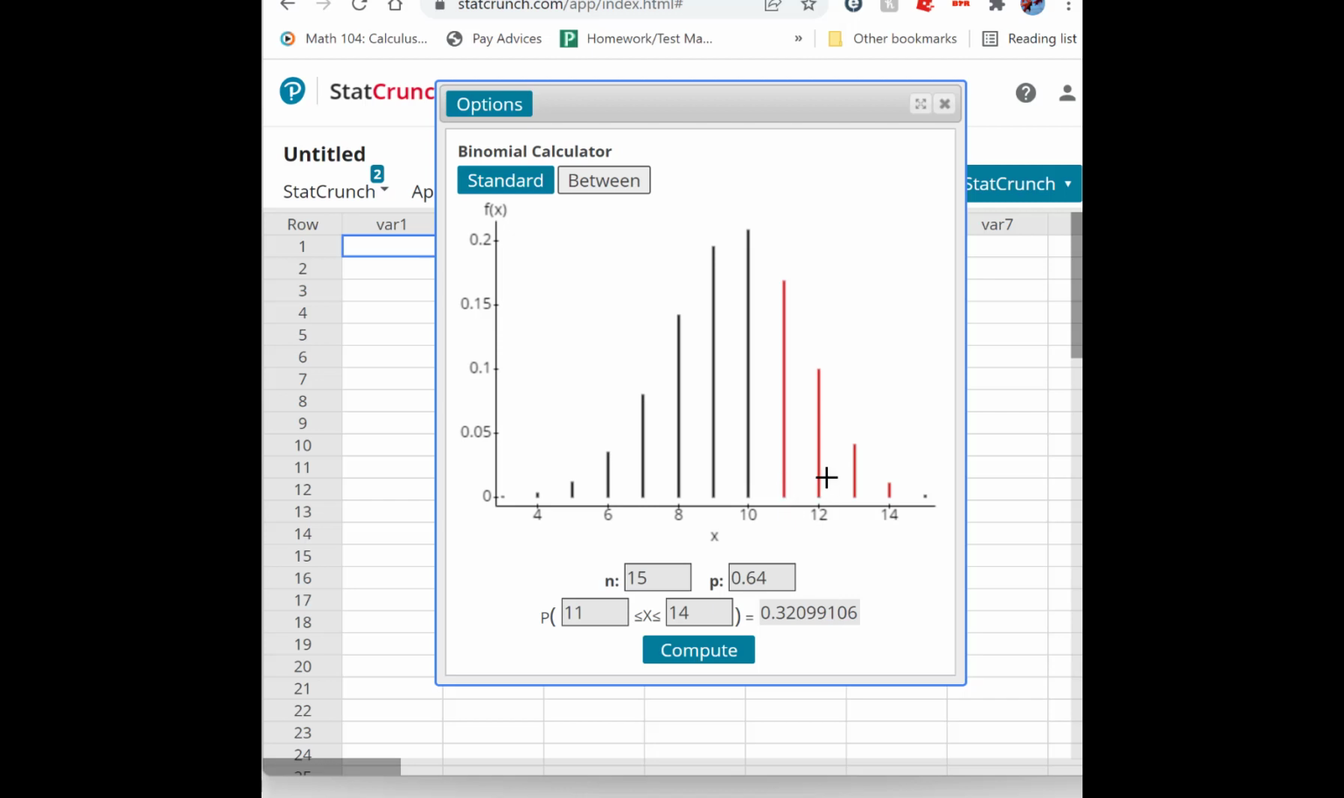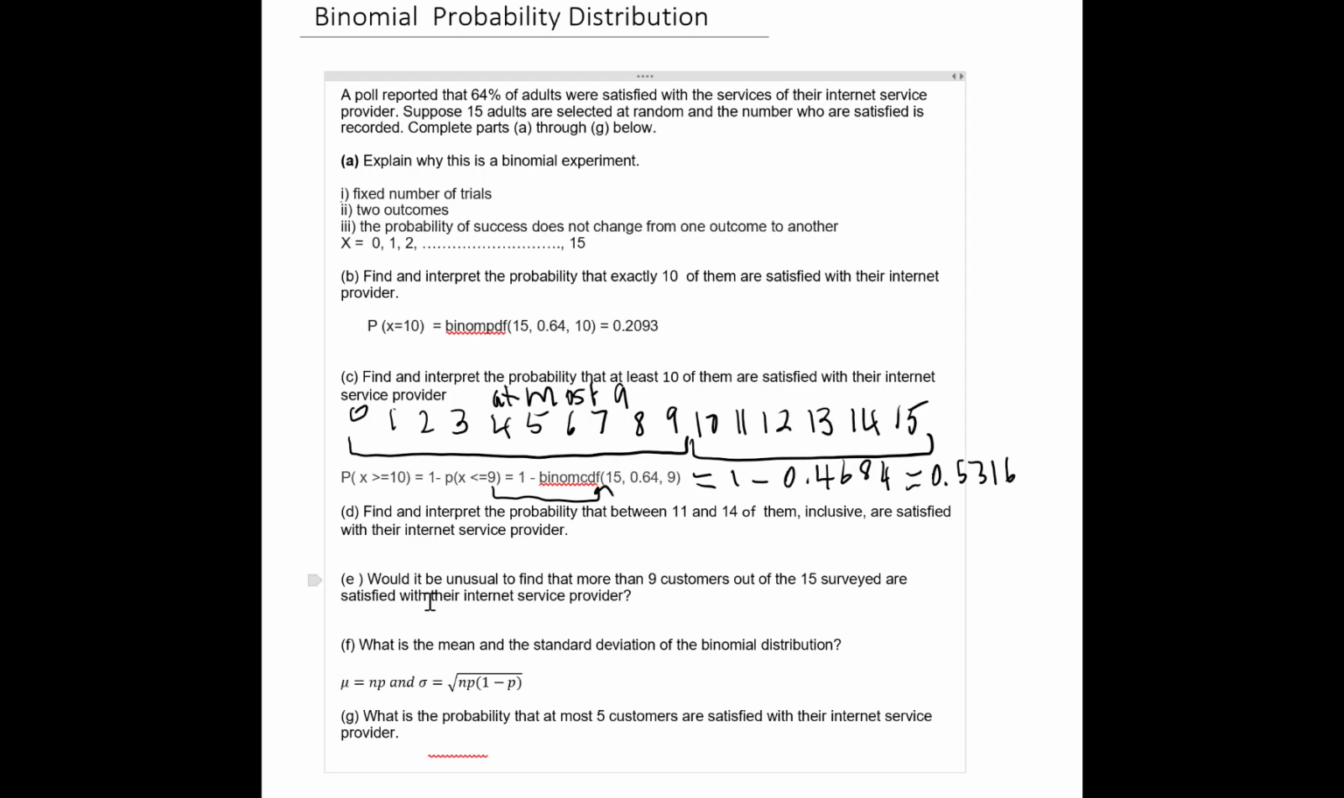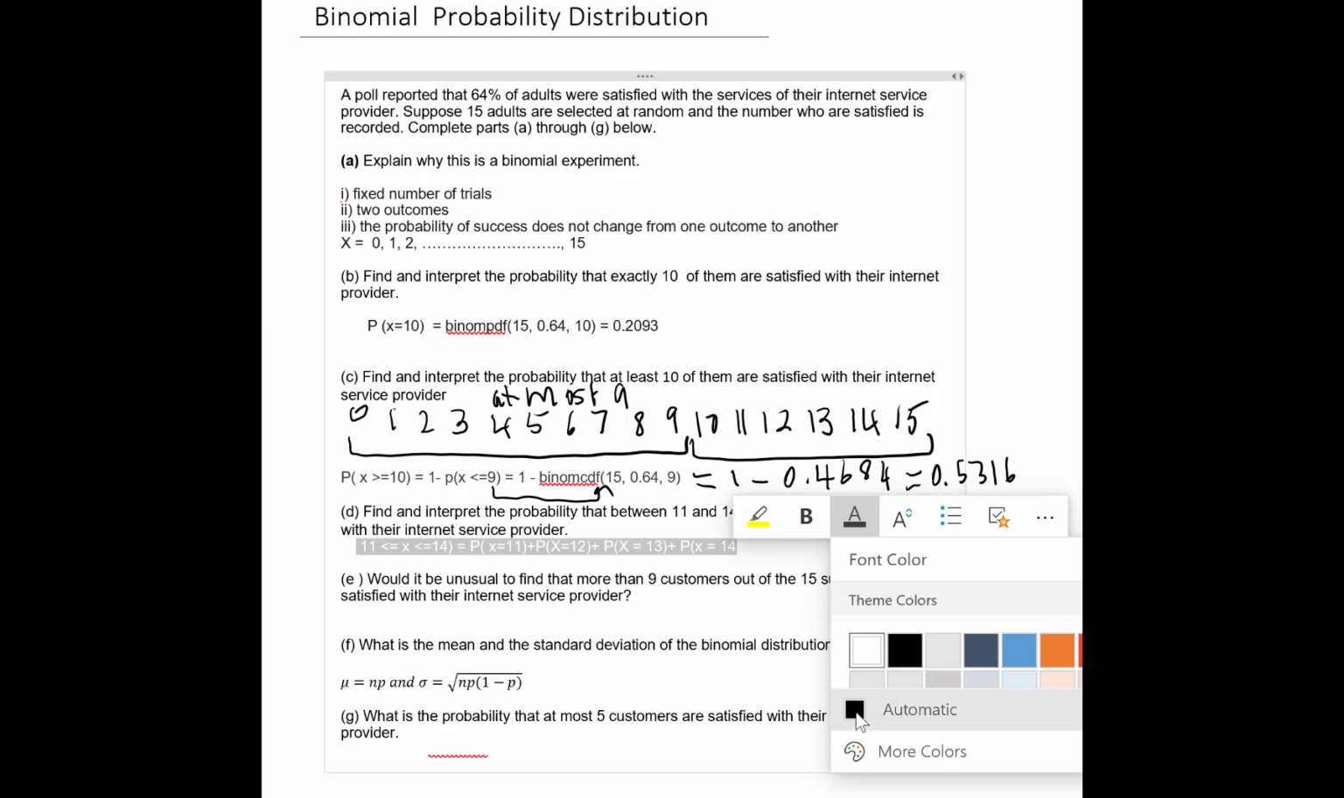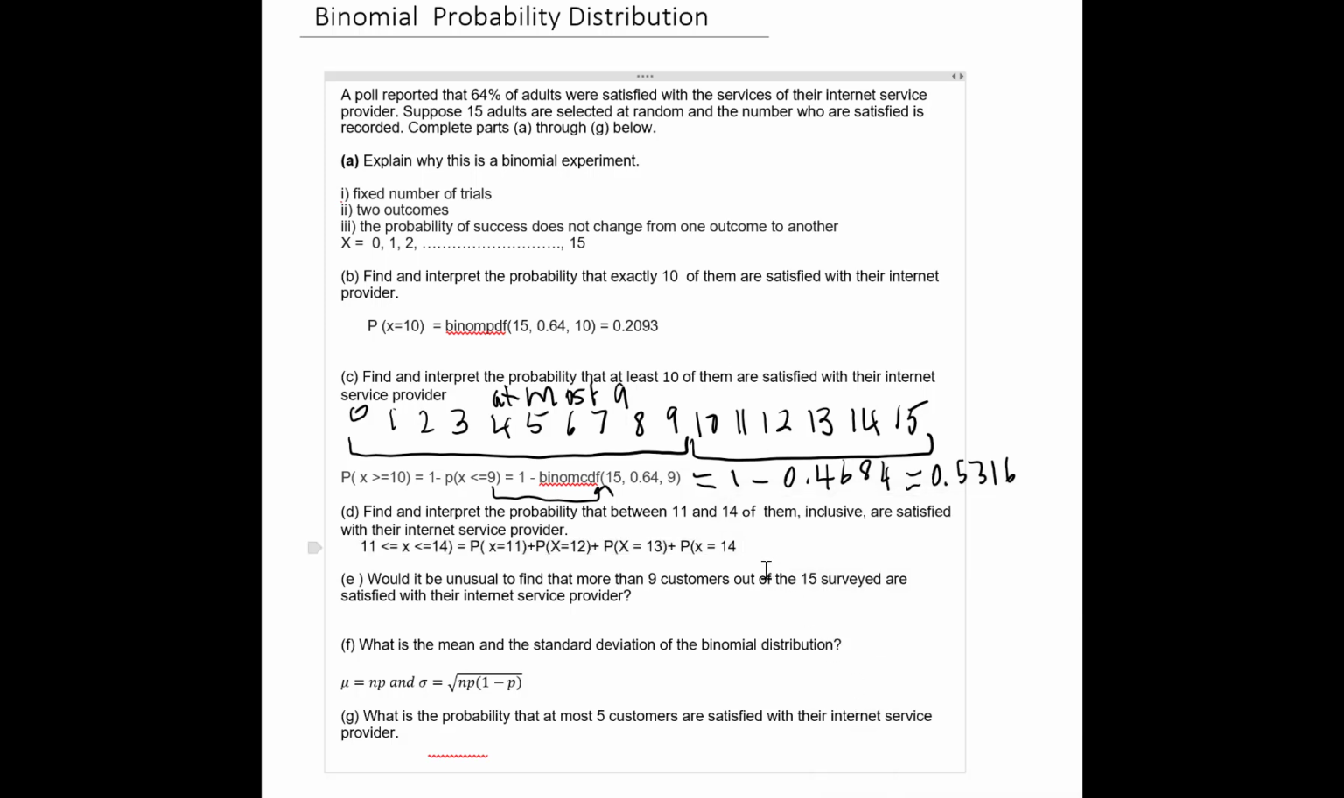That's 11, that's 12, that's 13, that's 14. What the calculator did, it added all the 4 probabilities, and they add up to 0.320321. And I'll show you how to do that using the TI-84, you can do this.